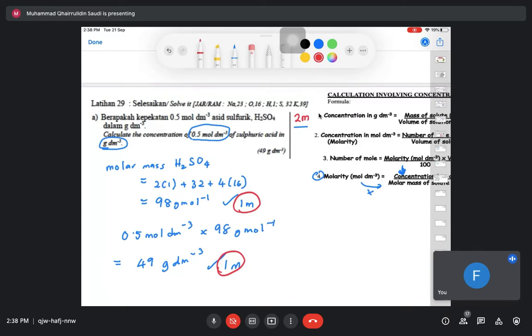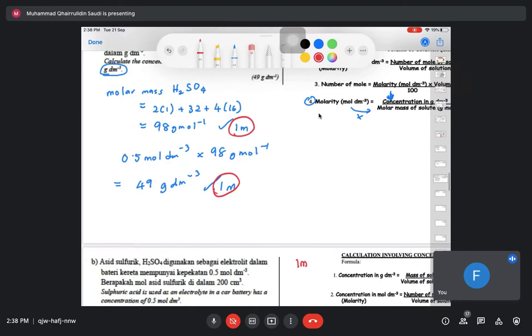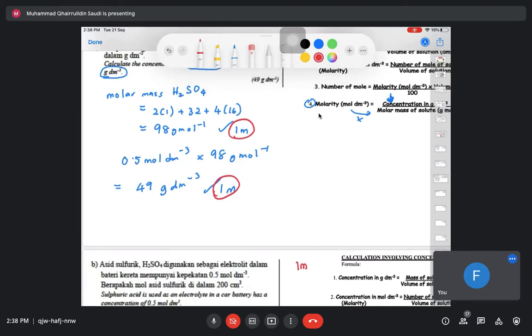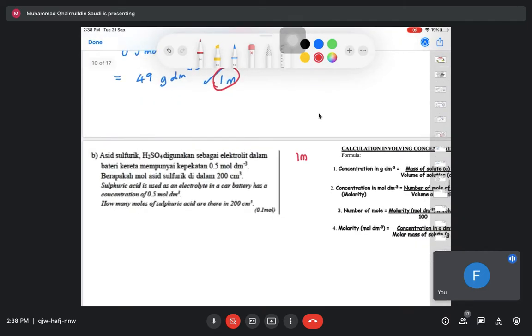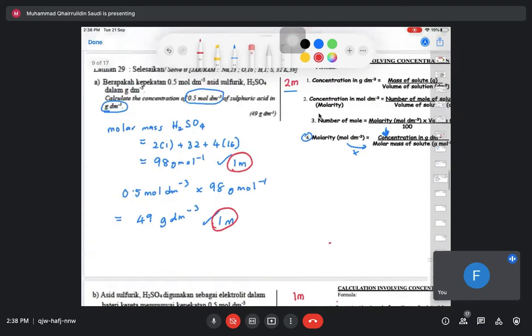Good. Tak ada soalan kan? Sebab awak dah buat, so sepatutnya lebih laju, right? Betul kan? Okay. Oh, salah unit. Okay. Make sure the unit is correct. Next one, B.